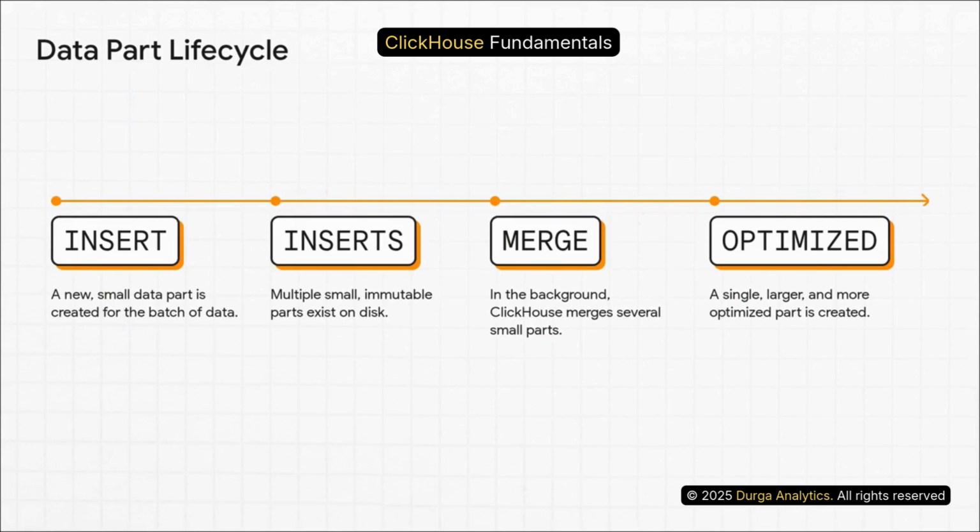Now, you might be thinking, hold on, doesn't this create a ton of small files? And you'd be absolutely right, it does. But ClickHouse has a really clever solution for this. As you keep inserting data, new little parts are created. But in the background, a completely separate process is always running, looking for small, similar parts and merging them together into new, larger, more optimized parts, sorting the data as it goes.